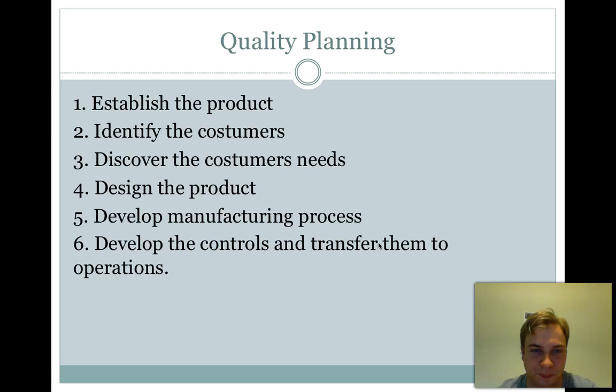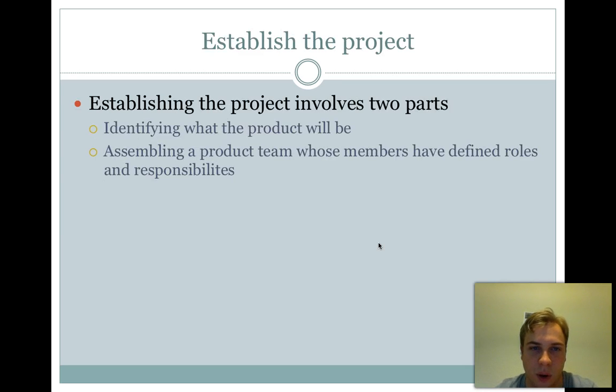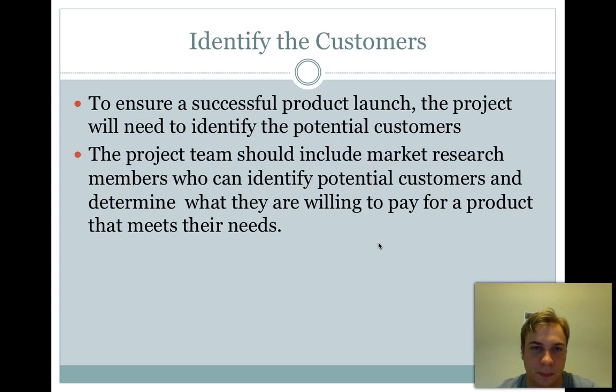Quality planning. Step 1, establish the product. Step 2, identify the customers. Step 3, discover the customer's needs. Step 4, design the product. Step 5, develop manufacturing process. Step 6, develop the controls and transfer them to operations. Establish the project. Establishing the project involves two parts: 1, identifying what the product will be, and 2, assembling a product team whose members have defined roles and responsibilities.